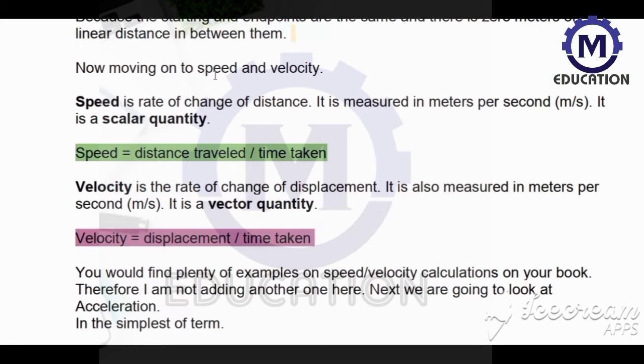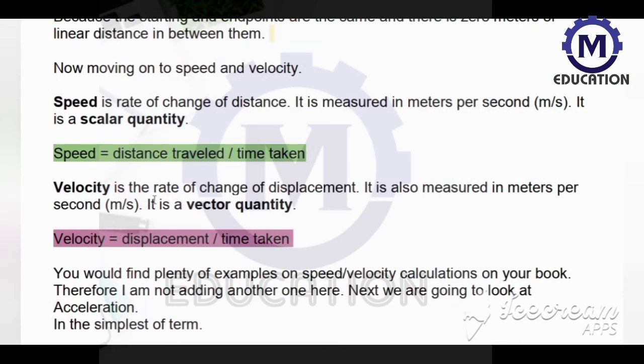Now moving on to speed and velocity. Most students get confused about what speed and velocity are. Speed is the rate of change of distance. It is measured in meters per second, and it is a scalar quantity. Formula: speed is equal to distance traveled upon time taken.